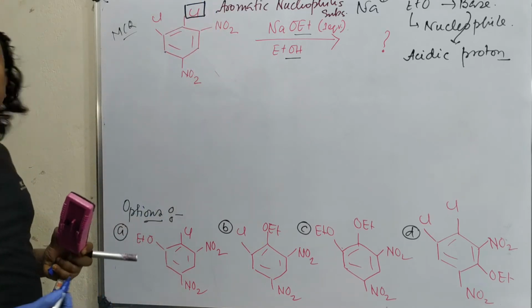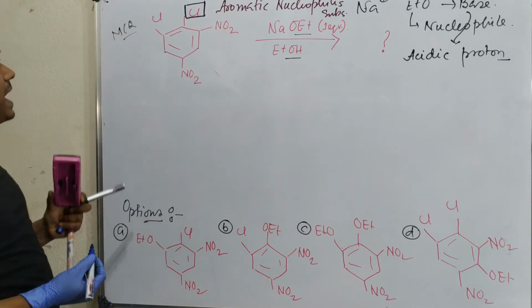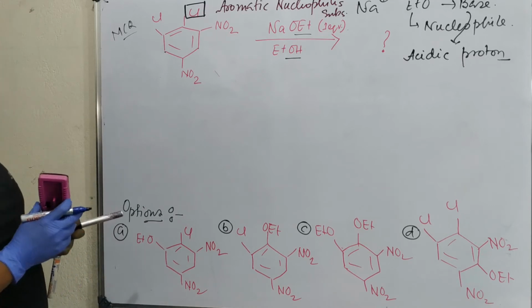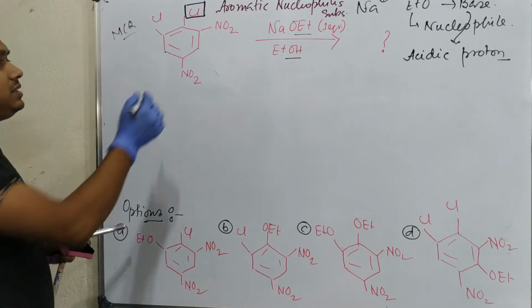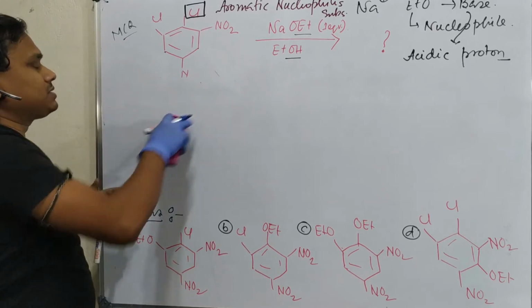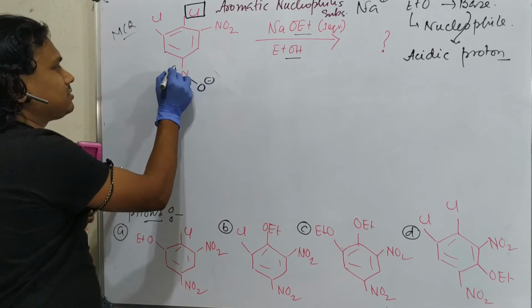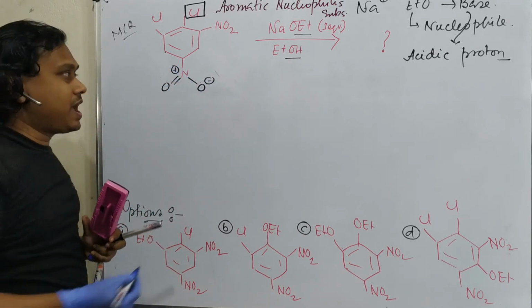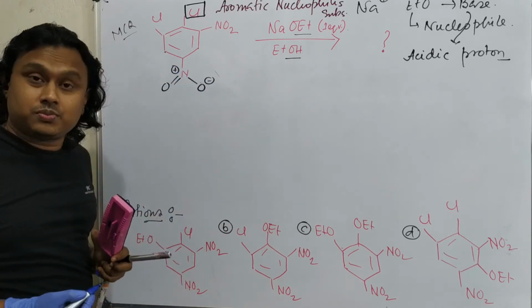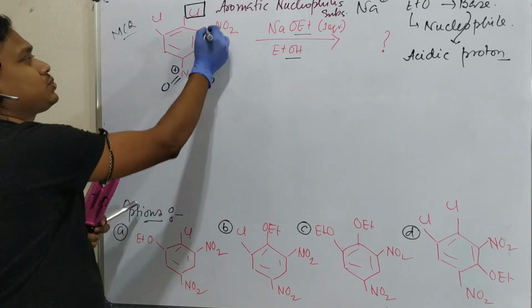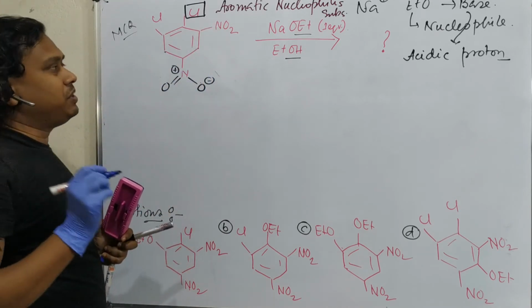Which will give? Second question: which will act as the leaving group? In that case, the selectivity comes. See, this is a nitro group. If you look at the structure, this is the actual structure of the nitro group. Actually, this is a highly electron-withdrawing group. And see, these 2 nitro groups are in meta orientation.